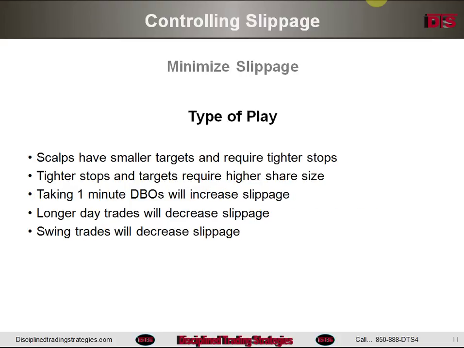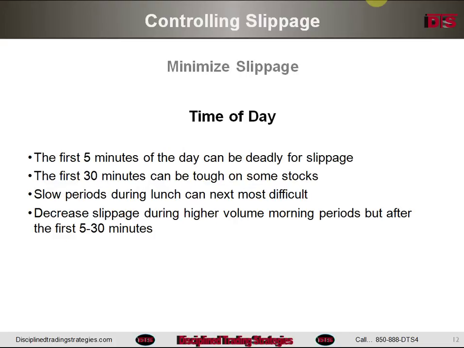To minimize slippage, scalps have smaller targets and require tighter stops. Tighter stops require higher share size. These higher share size trades, of course, will increase slippage. In other words, taking a 1-minute breakout will increase slippage as compared to a longer day trade that will decrease slippage, or swing trades, because of the increased targets, the increased size of the stop, and the smaller share size. This will decrease slippage even more.